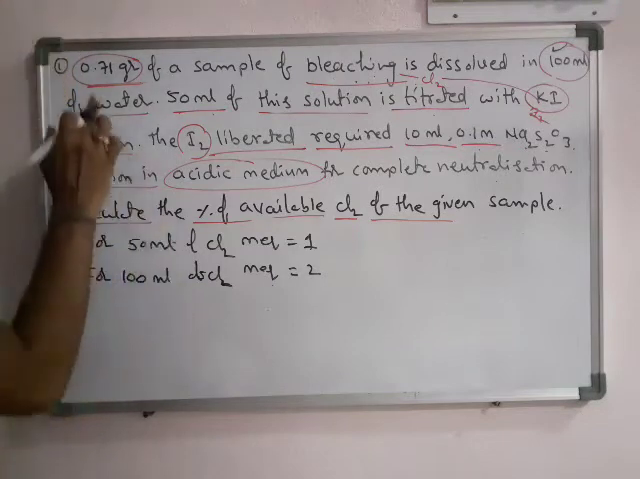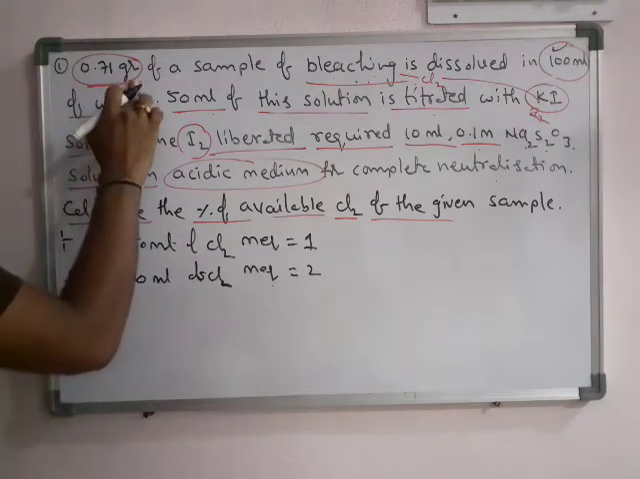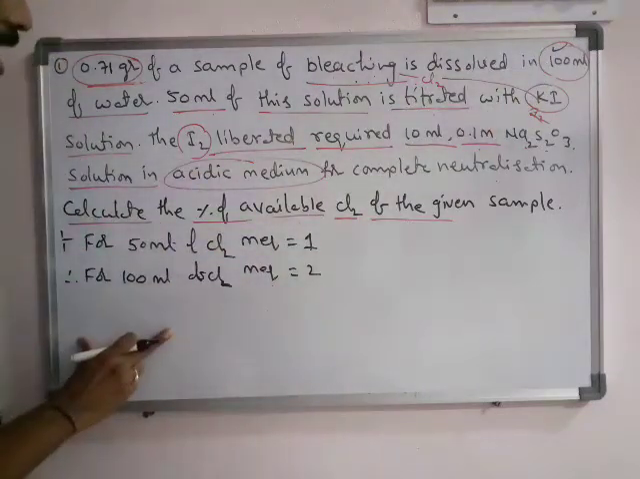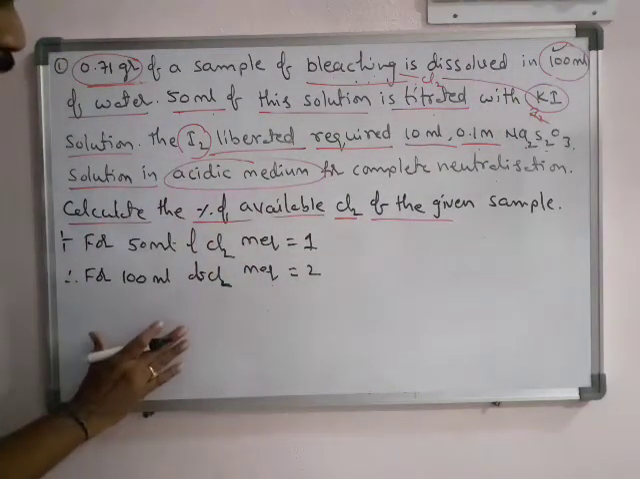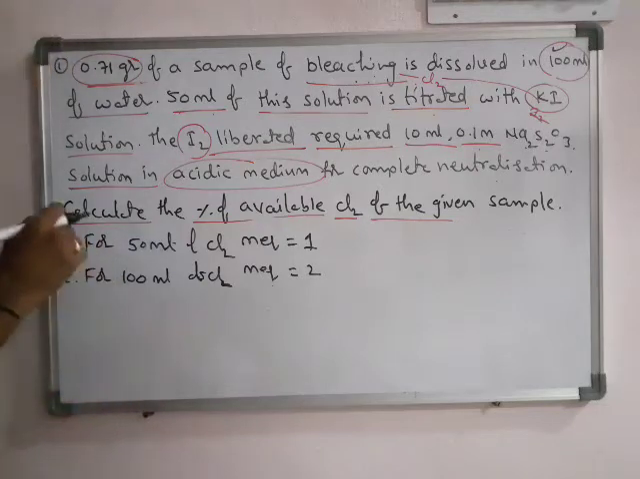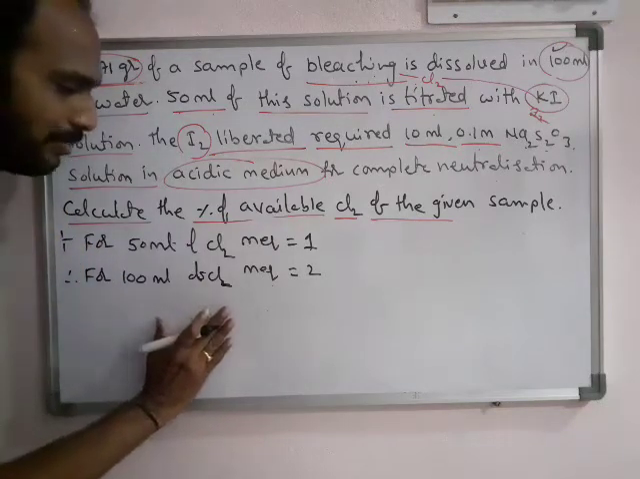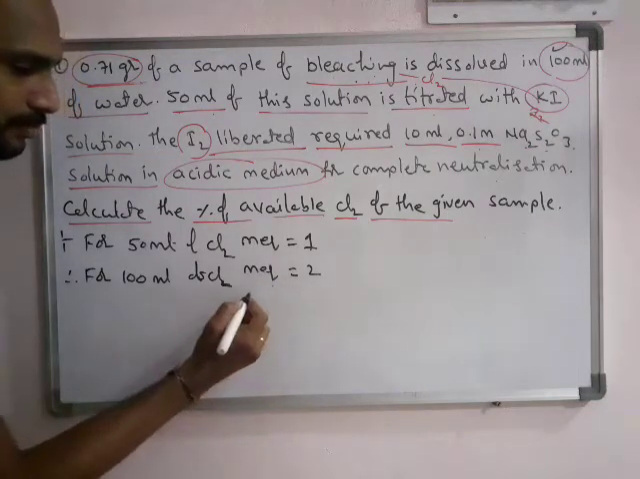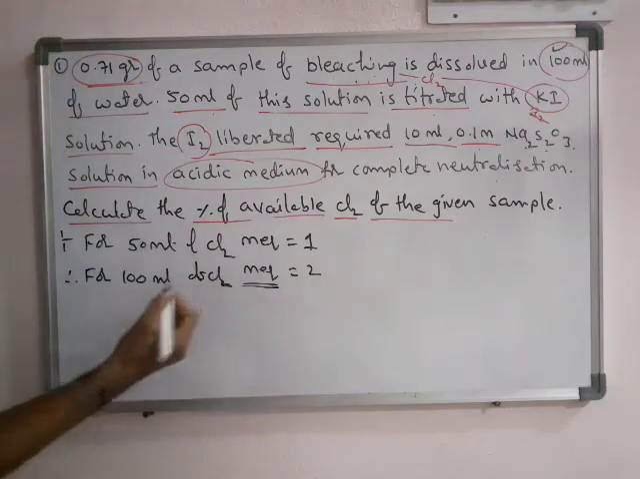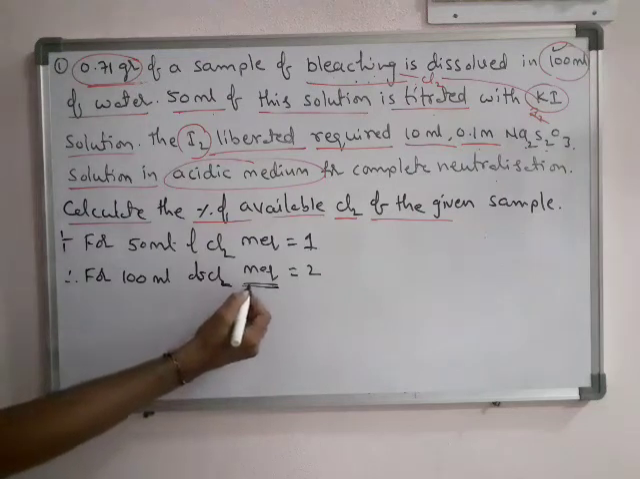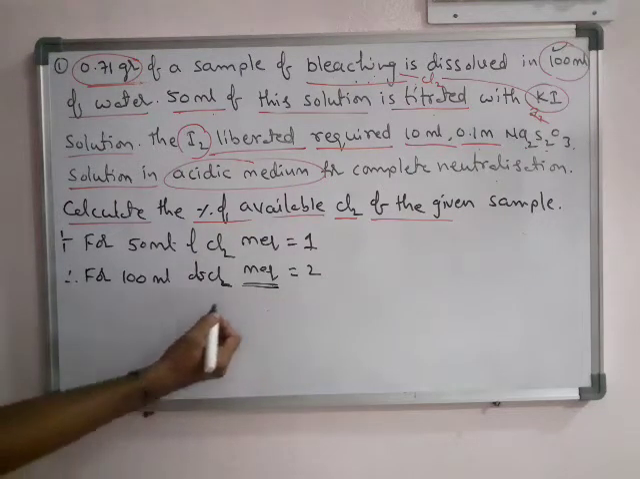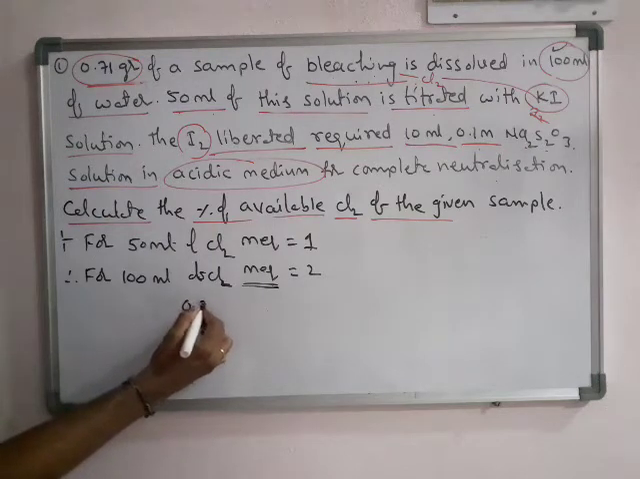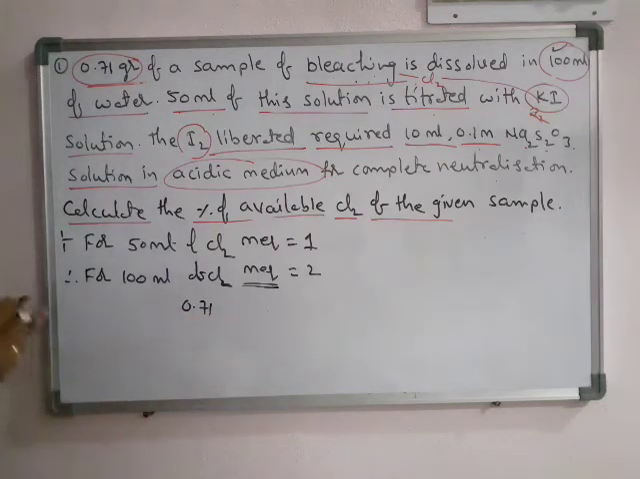The initial given part here is 0.71 g sample of bleaching powder dissolved in 100 ml of water. So the milli equivalence of chlorine released from the 100 ml of solution is 2. So milli equivalence of chlorine is 2. Okay, so now we calculate that milli equivalence in the normal way. Here the weight is given as how much? 0.71.